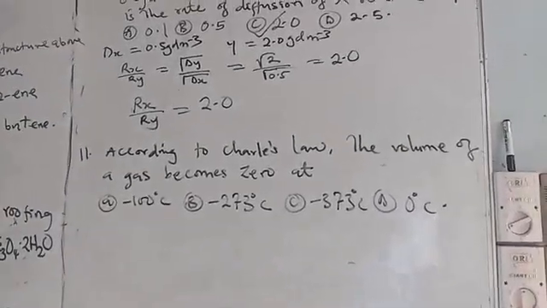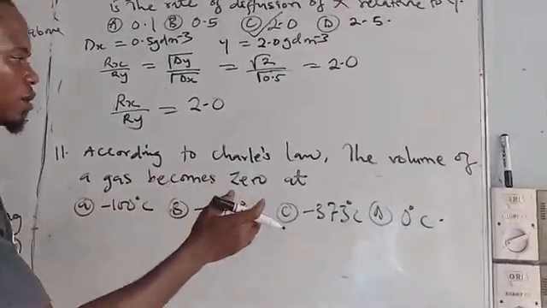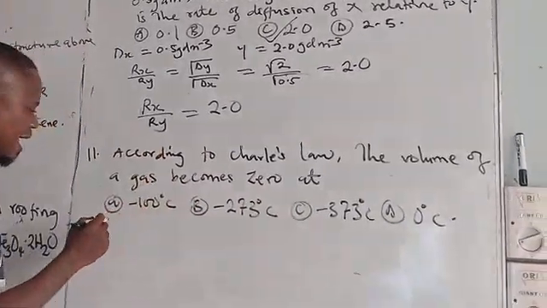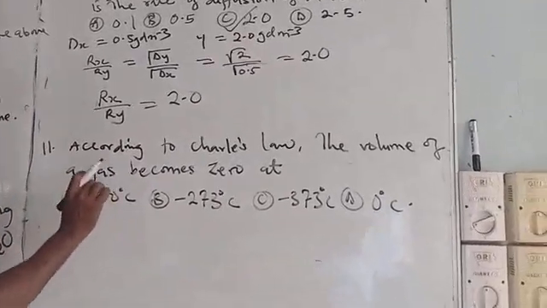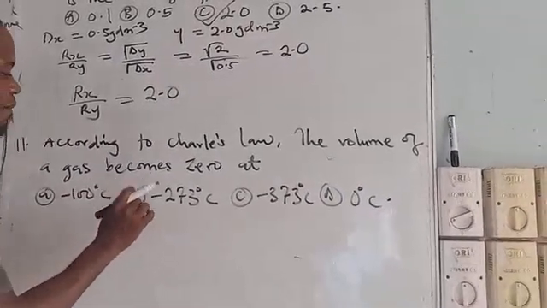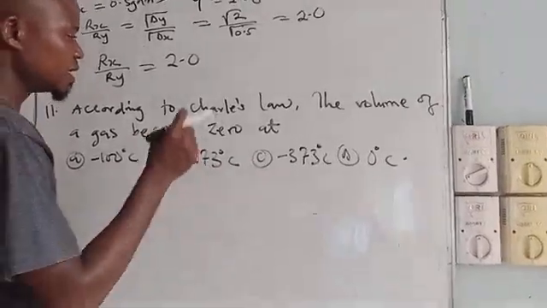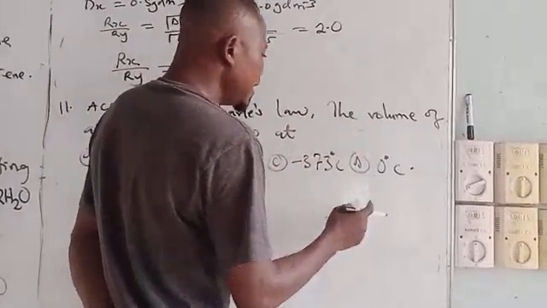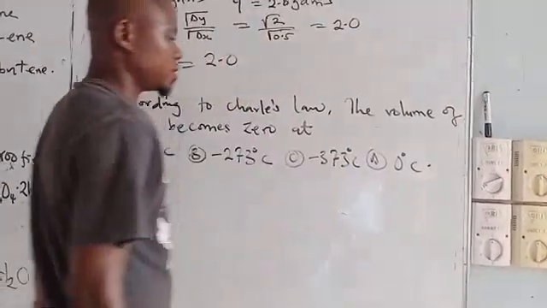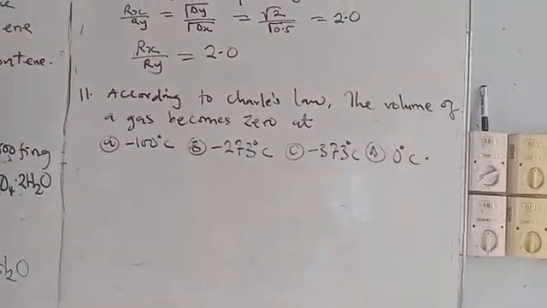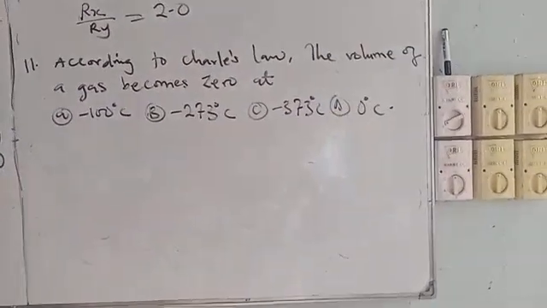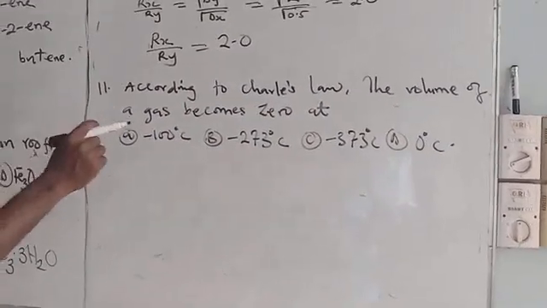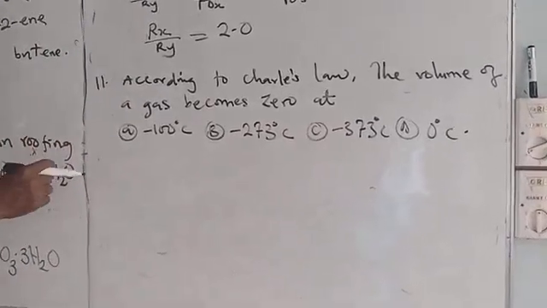Question number 11. According to Charles' law, the volume of a gas becomes 0 at A, minus 100 degrees Celsius, B, minus 270 degrees Celsius, C, minus 373 degrees Celsius, D, minus 0 degrees Celsius. Remember Charles' law: the volume of a gas becomes 0 at what temperature?